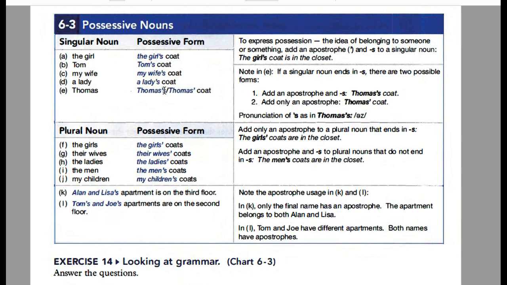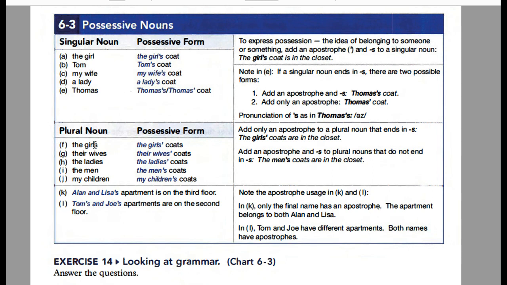And here we can see the last case, Thomas and Thomas's coat. If we have one Thomas, we keep the apostrophe after S. If we have a lot of Thomases in the room, we can make it plural, and we put the S at the end. Thomases' here means not one Thomas, it can be a lot.